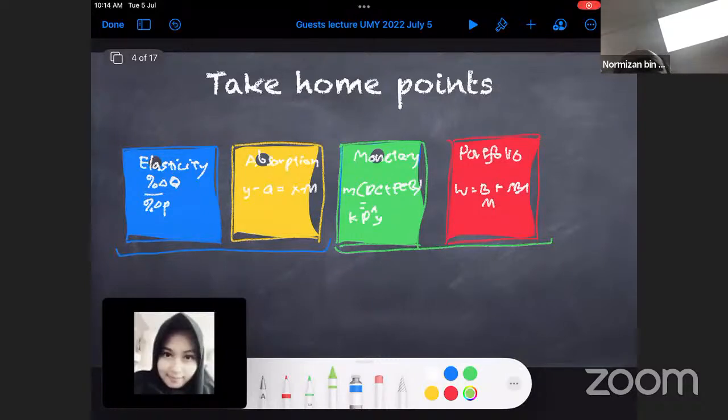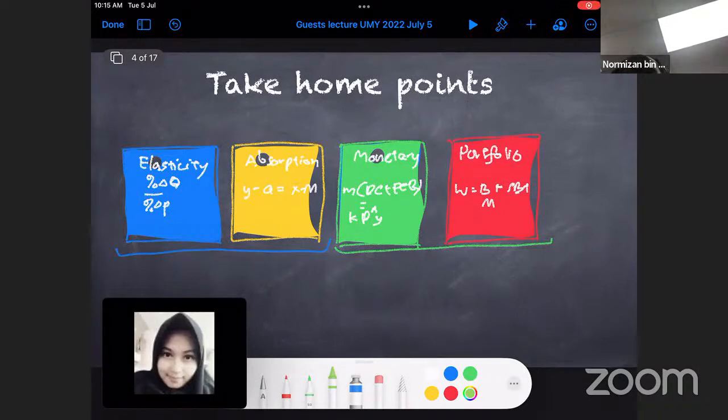The second one is absorption. This is about income and absorption. So we have this equation: Y minus A equals X minus M. We will look at this in detail later on. The third one is monetary. You usually see this. It is about money supply and money demand. The top equation is the money supply, and the one below is the money demand. In the monetary approach, the argument is that money supply equals money demand. So this is the equation.